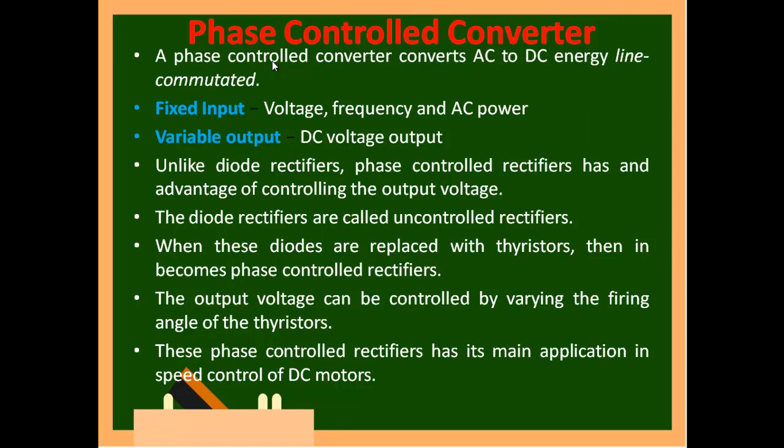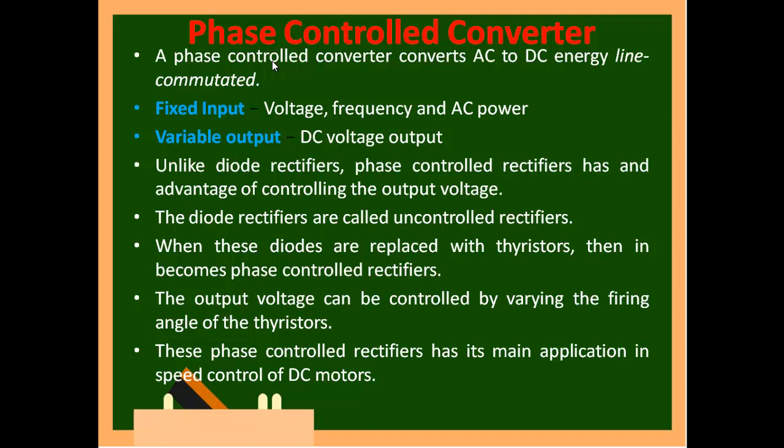Now let us start with unit number 2, phase controlled converters. Phase controlled converters convert AC to DC energy, line commutated. The input is the fixed EB input, which does not vary. It will be either single phase or 3 phase. In single phase the voltage is 230, and that is the RMS voltage, not the peak voltage. Similarly in case of 3 phase we call it 415, which again is an RMS value. So we say it is fixed. The EB voltage does not change, and the EB frequency also does not change. It will always be 50 Hz.